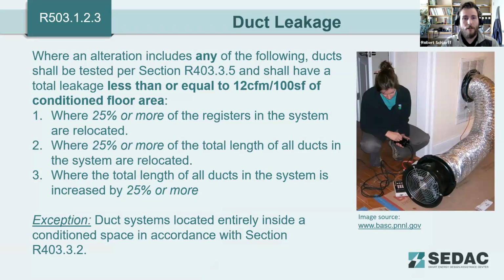Duct leakage. When an alteration includes any of the following, ducts shall be tested, and they shall have a total leakage less than or equal to 12 CFM per 100 square feet of conditioned floor area. So if any of the following apply, you need to meet that requirement: where 25% or more of the registers in the system are relocated, or 25% or more of the total length of all ducts in the system are relocated, or where the total length of all ducts in the system is increased by 25% or more. If you meet one of those targets, then you will have to do duct leakage testing and meet the requirement of 12 CFM per 100 square feet of conditioned floor area.